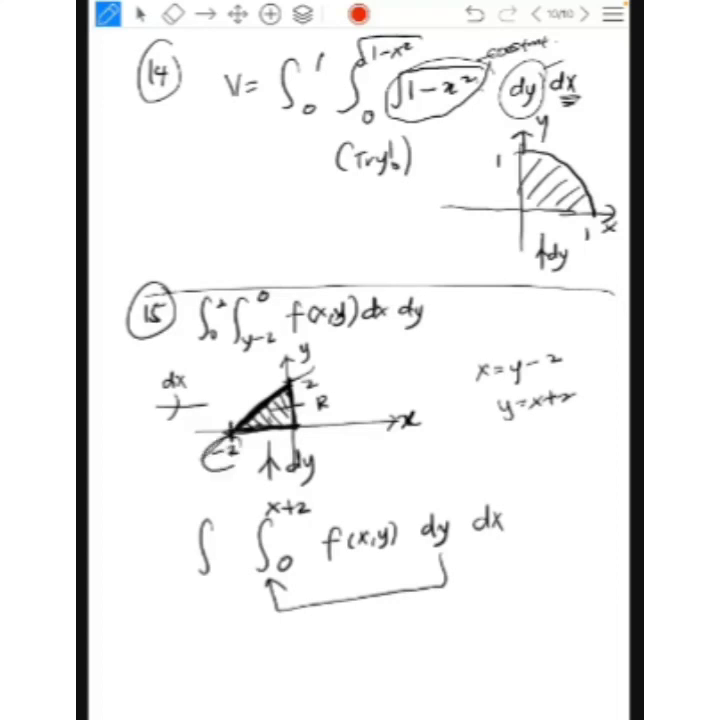Macam mana dapat negatif 2 ni? You masukkan nilai saja. Okay, masukkan nilai pada kat sini. Because that one is when y equals to 0. So when y equals to 0, x plus 2 equals to 0, or x equals to negative 2. So negative 2 lah. So x is from negative 2 until 0. So this is your answer.